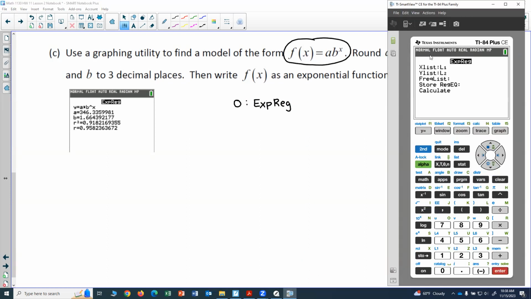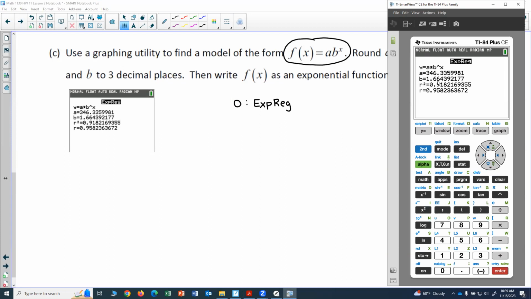So I'll select that. I have list 1 and list 2. I go ahead and calculate, and that would give me my exponential regression. Notice it's in the form y equals a times b to the x, and it gives you the a number and the b number.